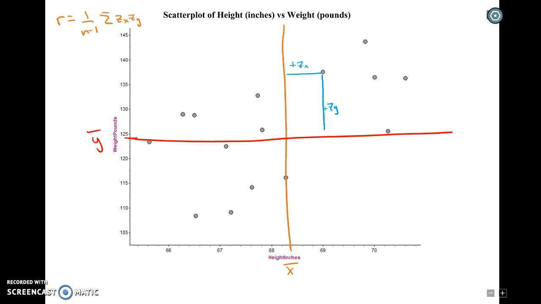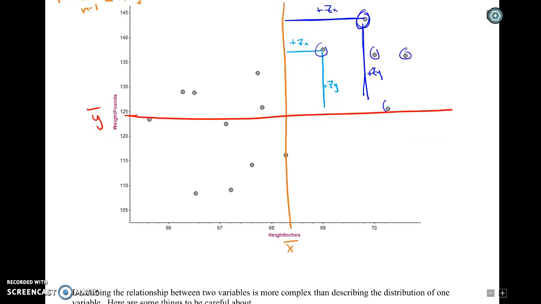Now this point is going to contribute a much larger positive z-score in the x and a much larger positive z-score in the y. And this point contributes more to the positive relationship than this point here does. And if you take a bigger number times a bigger number, this point is going to contribute more to that correlation coefficient. So all of these are going to contribute a positive value.